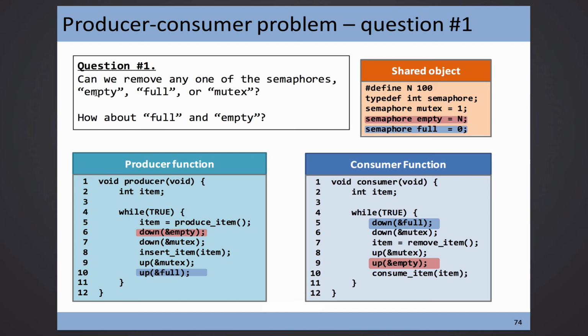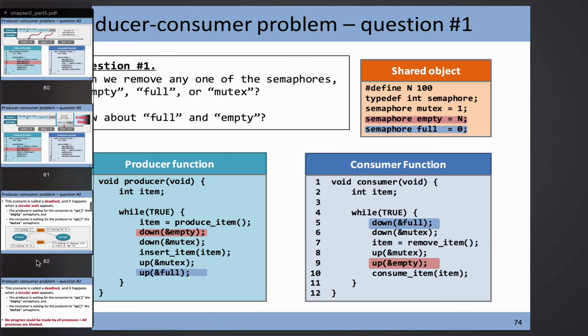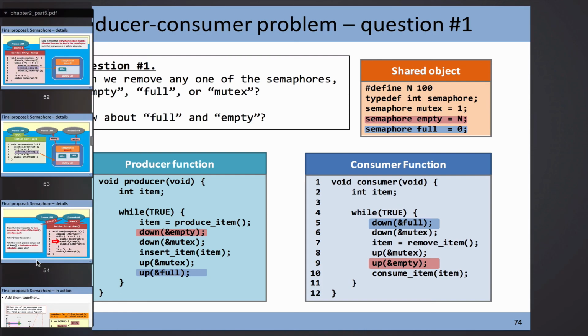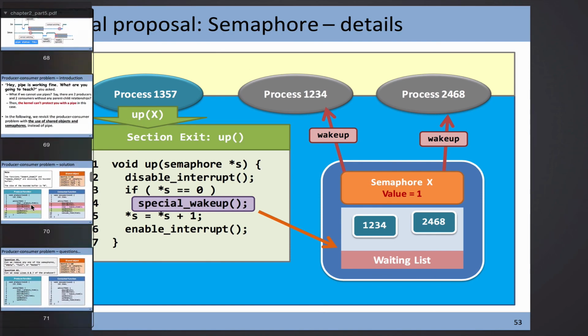But the first time you increase it, maybe the empty semaphore is 0. So based on the implementation of the semaphore, maybe you have forgotten, the up call has a special control. In case the semaphore value is 0, please inspect the waiting list. Is anybody inside the waiting list? Oh, there's something inside there. Let's say there's one process, your producer process, inside the waiting list. Wake him up. So together with this control, all right.